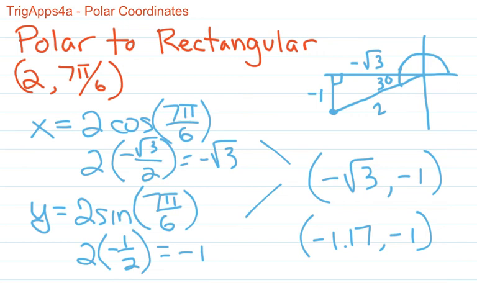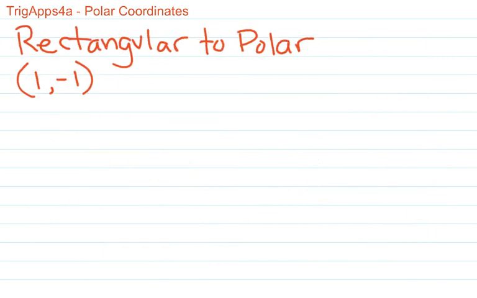Okay, that is polar to rectangular, and it's a very direct route to get to that. You could use the picture or the actual equations and use them both to confirm each other. Now let's go the other direction. Rectangular to polar, we have the point 1, negative 1, which is a rectangular coordinate.